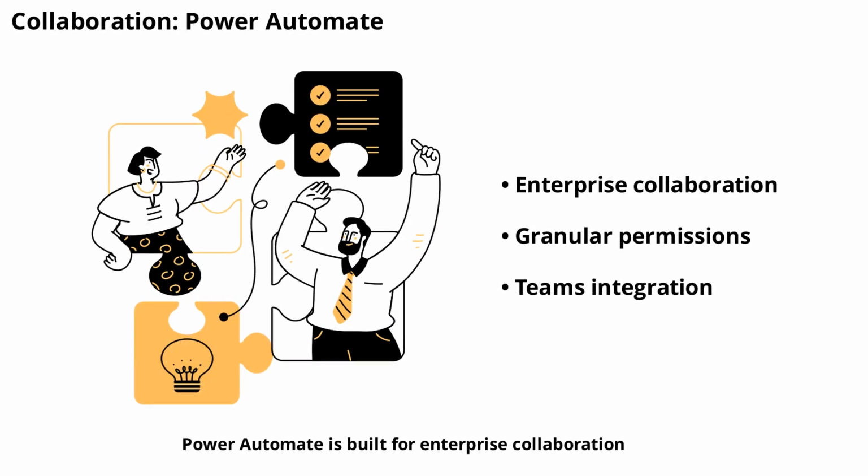Power Automate is built for enterprise collaboration, supporting large teams and complex approval chains. Finance teams can co-author workflows, set granular permissions, and integrate with Microsoft Teams for real-time communication. These features enable seamless collaboration across departments and ensure that automation projects align with organizational goals.